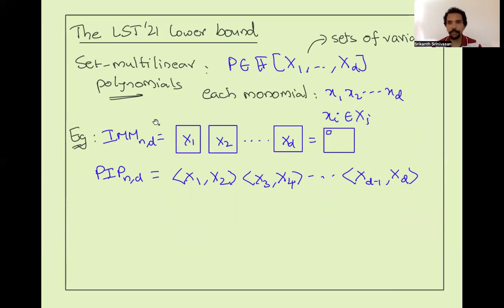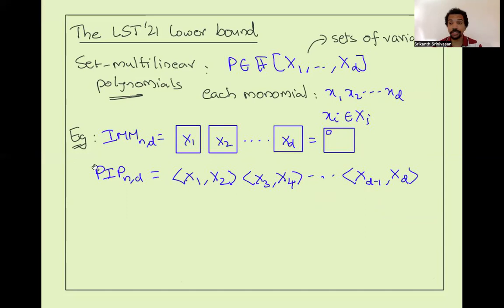Many naturally occurring polynomials are already set-multilinear. An important example is the iterated matrix multiplication polynomial. Here you're multiplying D n-by-n matrices, and the polynomial that you want to talk about is an entry in the product of these D matrices. Each entry is a polynomial in the entries of these matrices, and you can easily check that it is in fact a set-multilinear polynomial.